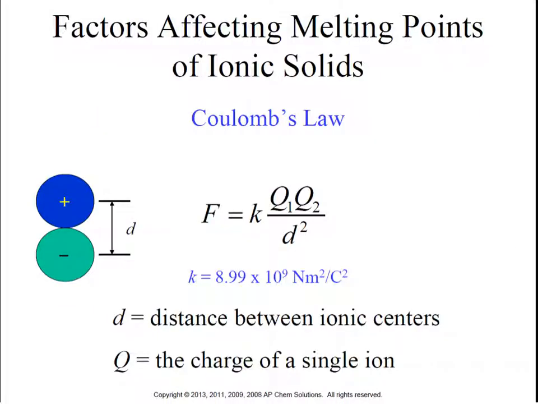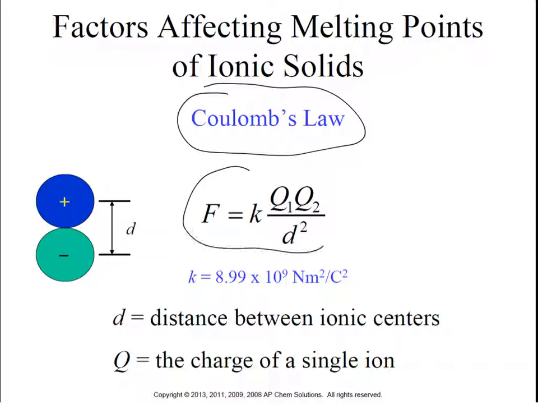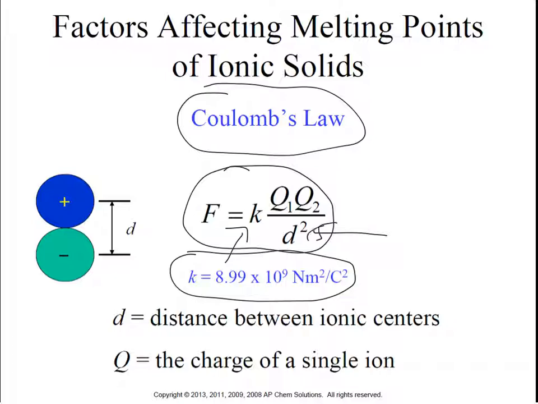So what affects the melting points of these ionic compounds? Well, we're back to Coulomb's law. Our fave, isn't it? So here's the equation for it, and K's got this constant. That's not a big deal. You're not going to have to use that. But remember this D here is the distance between ionic centers. Remember, most of the positive charge in an atom is concentrated in a very small spot in the middle.